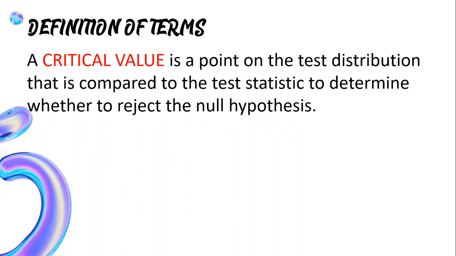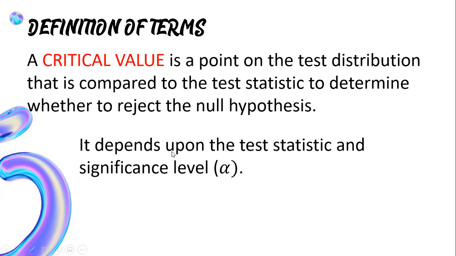Or in simple terms, the critical value is actually the tabular value. And when we say test statistic, that is actually the computed value. So the computed value will always be compared to the tabular value. It also depends upon the test statistic and the significance level.